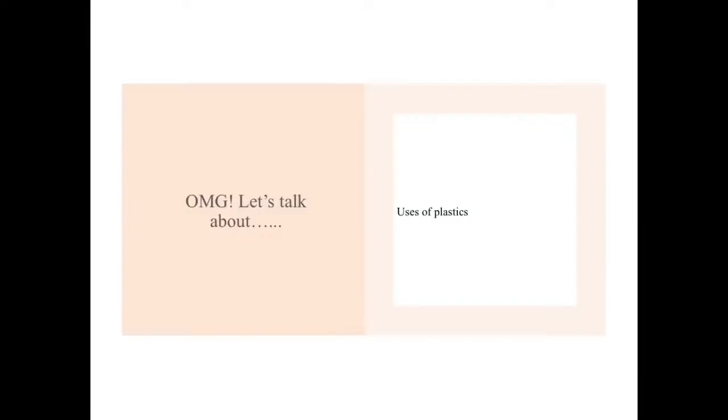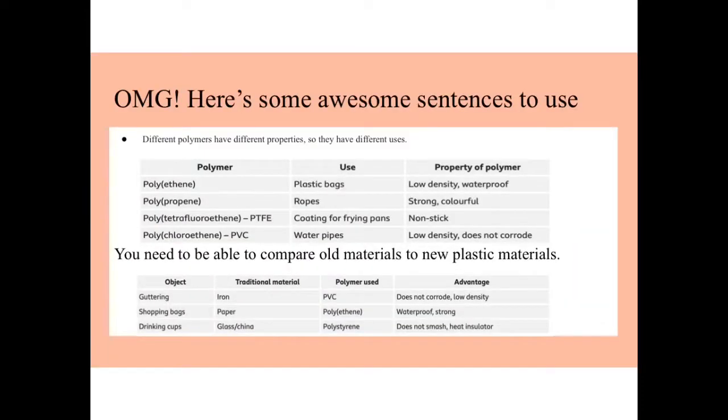Okay, so what do we use plastics for? Why is it so important to be able to make plastics? A bit of an overview. Different polymers make different things. So polyethene, that's just 2 carbons. Propene, that's 3 carbons. PTFE, or tetrafluoroethene, is an ethene molecule with fluorines on it, and chloroethene is an ethene molecule with chlorines on it. So they're all a little bit different polymers, and they all have their own different uses.